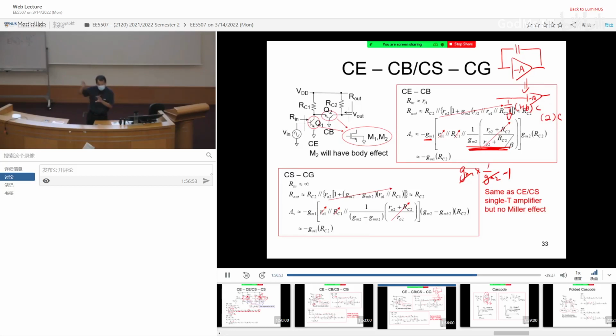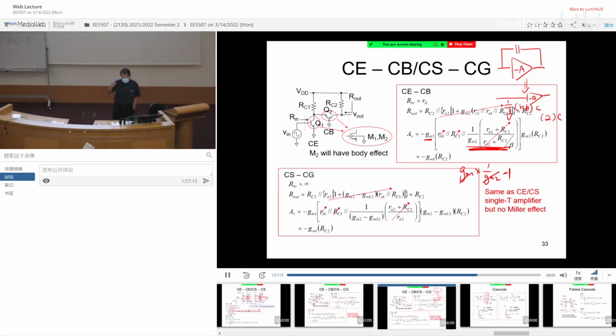So we isolate from the second stage. The first stage only sees very small gain. And because of this very small gain, the Miller effect doesn't get exaggerated. But overall gain is still the same as the first stage. Right? So that is the beauty of this common emitter followed by common base.